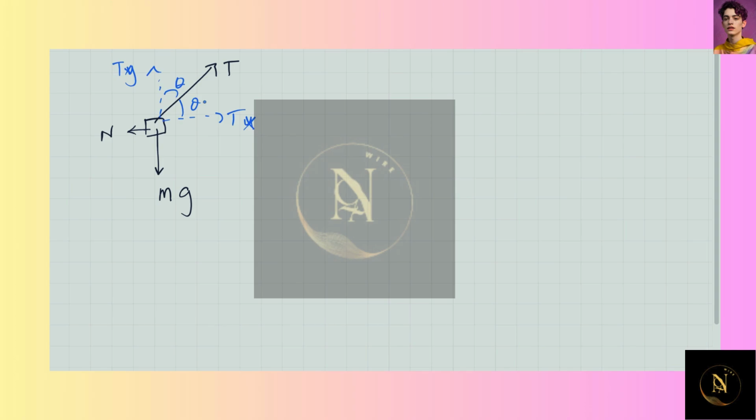Okay, so let's write our givens. The mass is 45 kilograms. The diameter of the ball in meters is 0.32 meters. That means the radius is 0.16 meters. The length of the wire is 0.3 meters.